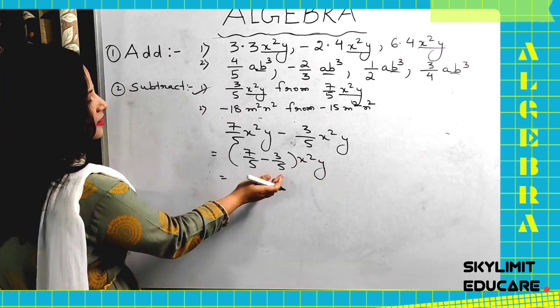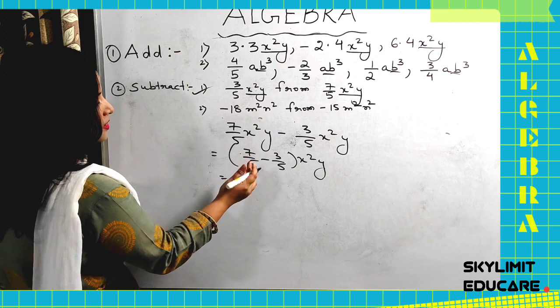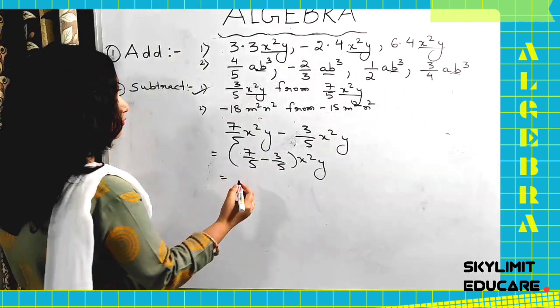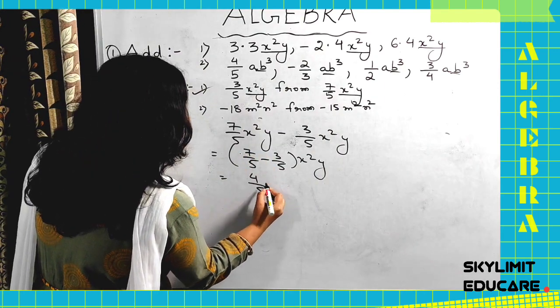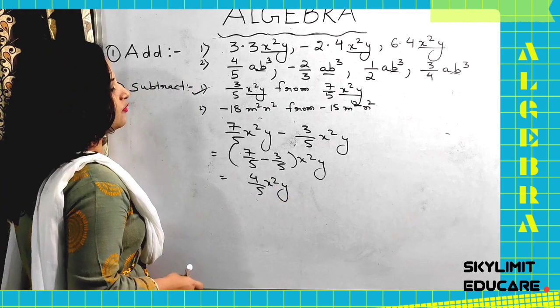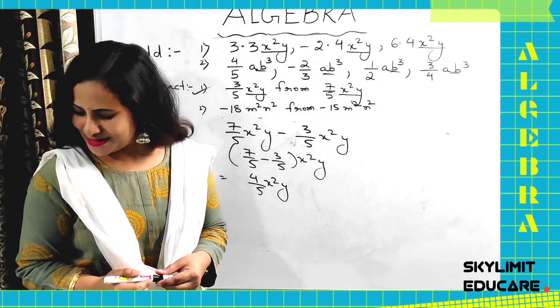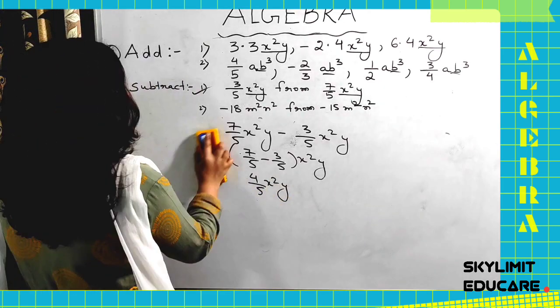So you know this is a like fraction. So 7 minus 3, 4. 4 by 5 x square y. Yes? Quite simple one. Next one.